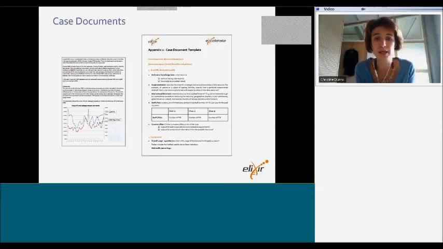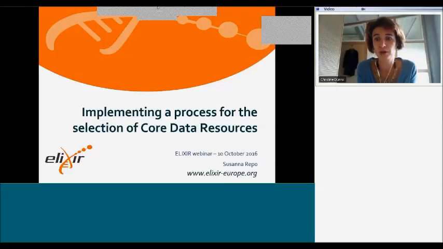To help standardize and format the collection of the indicators, there are case documents. The case documents have been tested on a number of resources, and they have been fine-tuned. And what we've seen is that resource managers typically find them very easy to use and to fill in. So it shouldn't be too much of a difficult task to fill these case document templates in for the resources that you would like to submit. So now I hand over to Susanna, who's going to talk about the exact process over the coming weeks and months.